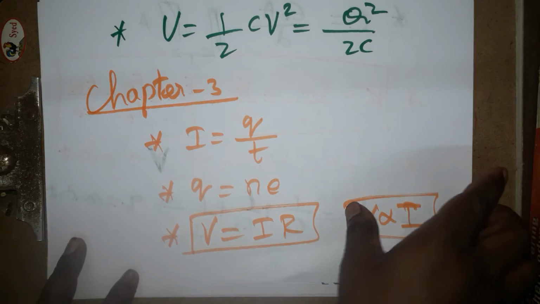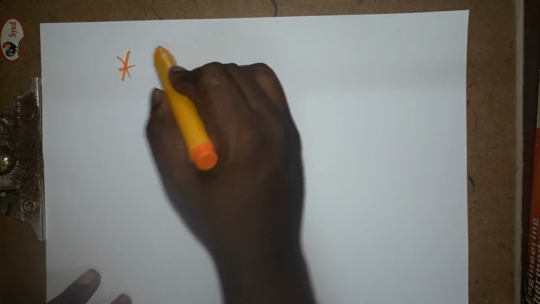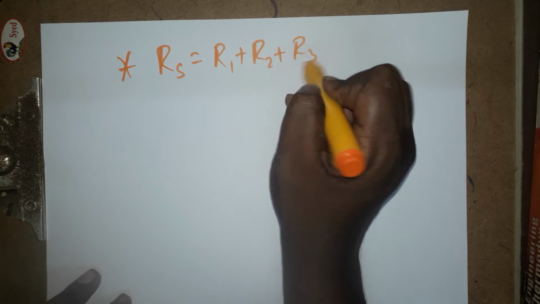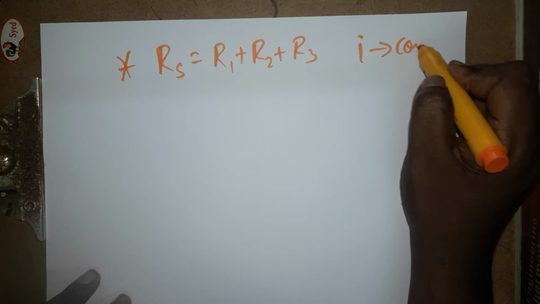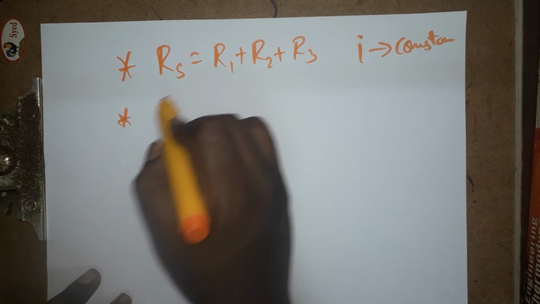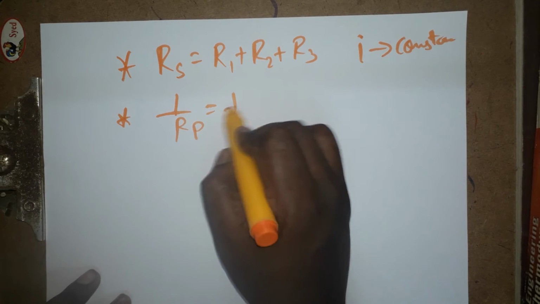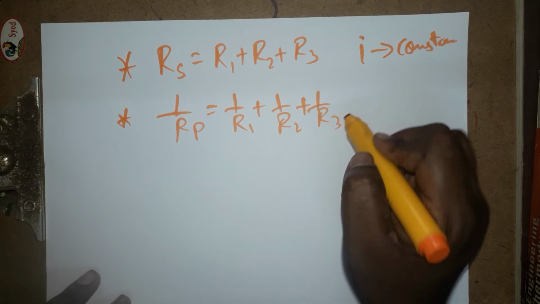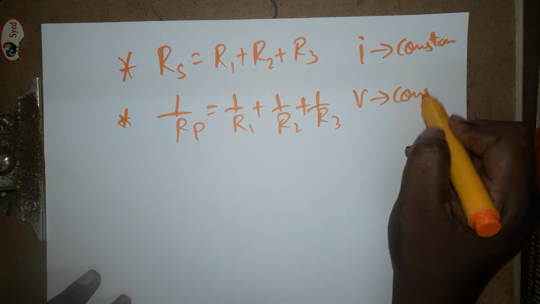Okay, so here also you need to know what the resistance in series is and what the resistance in parallel is. In series current is constant, in parallel voltage is constant. For resistances in series, Rs is equal to R1 plus R2 plus R3. In series current is constant. This also you should keep in mind. In parallel, 1 by Rp is equal to 1 by R1 plus 1 by R2 plus 1 by R3. In parallel voltage is constant. It's very simple.